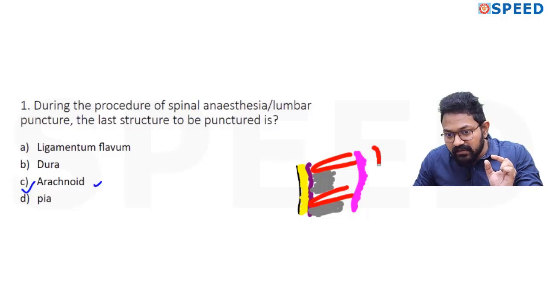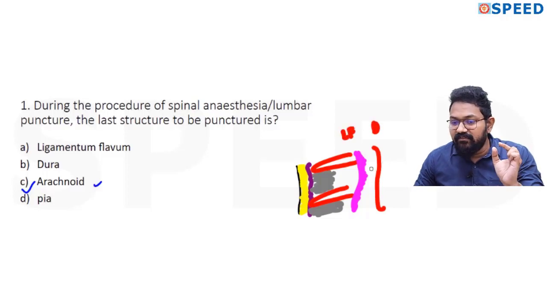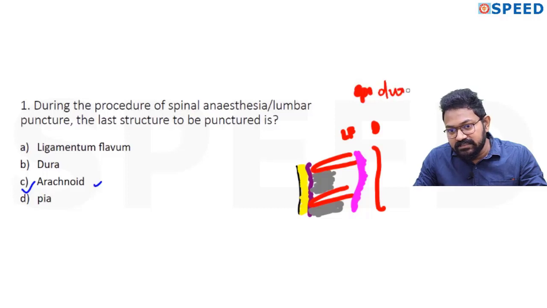Following something, you have something which is called the dura here, right? So this is the dura, this is the ligamentum flavum. This space is very, very important. This is a space which is present just outside your dura, and it is called the epidural space. This particular space is what is called the epidural space.